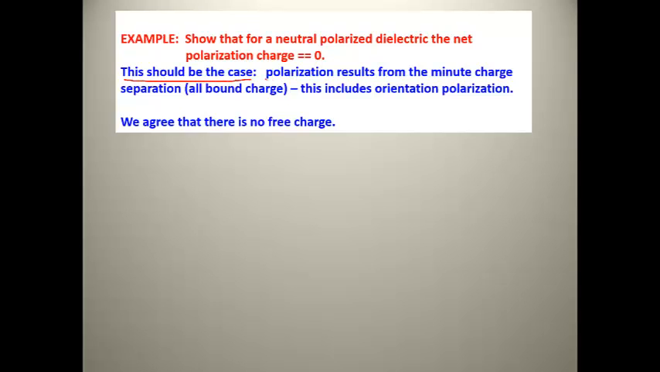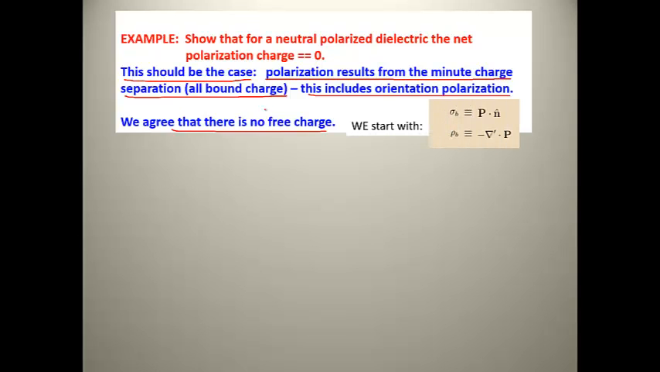It should be 0 because the polarization results from very small charge separations, which are all bound charges, and this includes any orientation polarization that would occur. So we agree that there's no free charge because it's a neutral object. So let's use our charge density equations right here. So we have polarization P dotted into the normal vector at the surface of this object, and we'll have a bound charge density inside, if the polarization has a divergence.